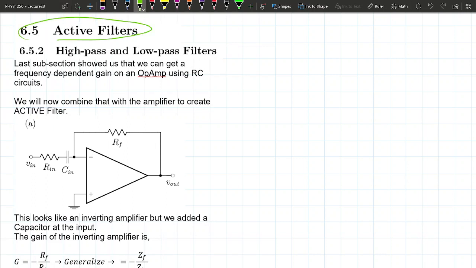These are called active filters. Active filters is literally combining what you did in lab 3 with what you are doing in lab 4. You're basically filtering and then amplifying the signal at the same time. So you can build a high pass and low pass active filter.